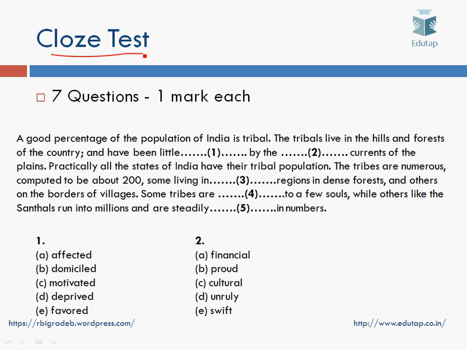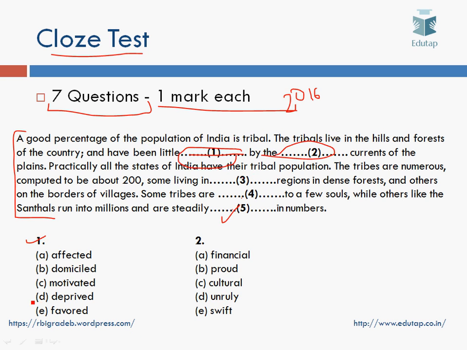Next is the topic of Cloze Test. Last year there were again 7 questions of 1 mark each. So this is of 2016. There were 7 questions, 1 mark each, and this is an example of a Cloze Test type of question. Basically you have a paragraph with blanks 1, 2, 3, 4, 5, and you have to choose the most appropriate word that should come in each blank out of the options given below. For 1 there are 5 options, for 2 there are again 5 options, similarly there will be 5 options for 3, 4 and 5. You have to choose the most appropriate word that should replace the number. So this is an example of Cloze Test.